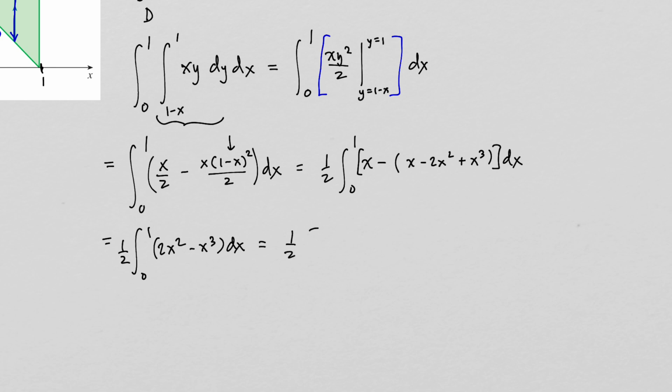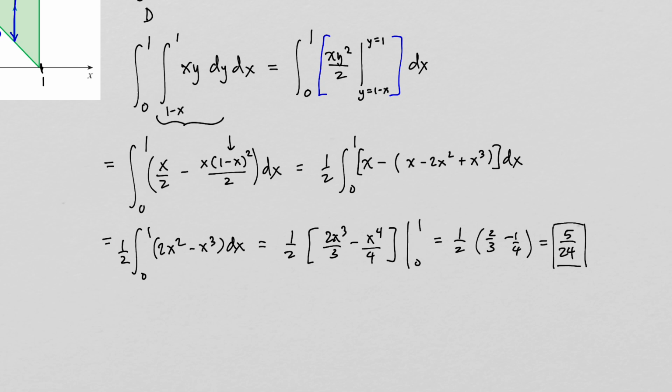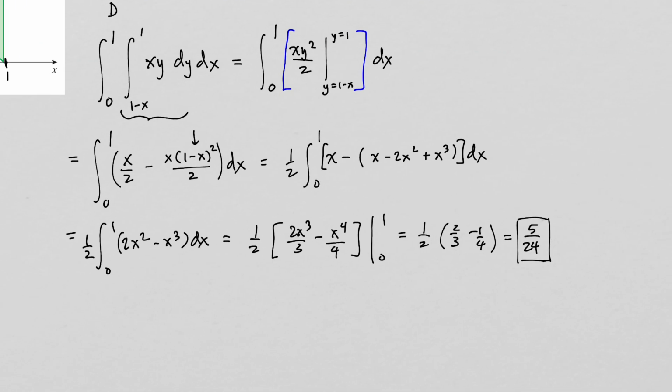So let's go ahead and integrate. We have 2x cubed divided by 3 minus x to the fourth divided by 4 from 0 to 1. And this is going to be 1/2 times (2/3 minus 1/4). And this is equal to 5 over 24. And this is measured in coulombs. So put a big C here.